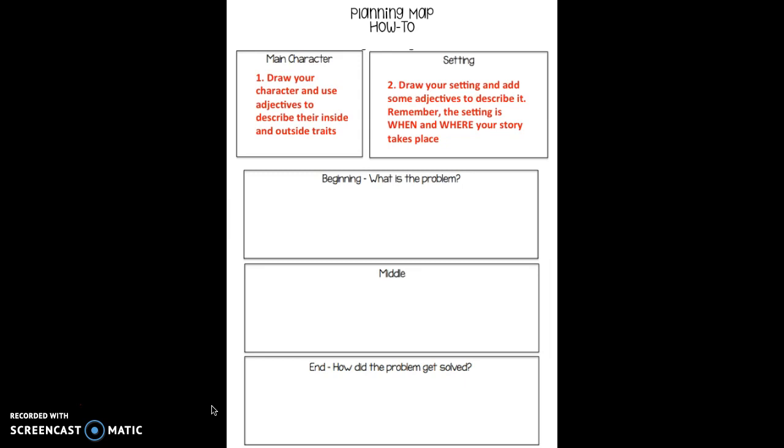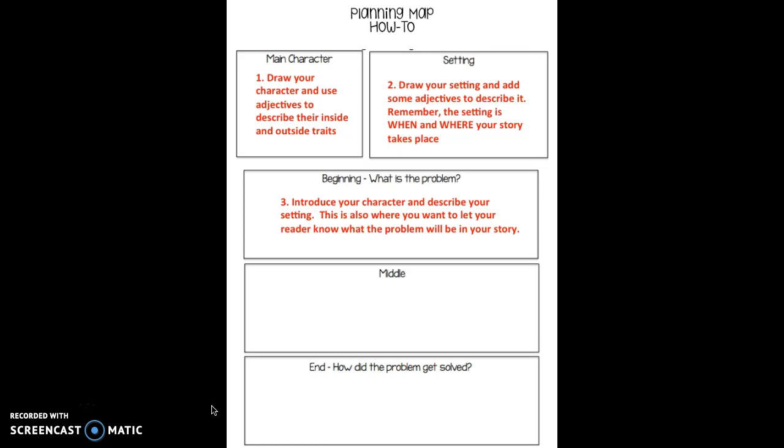The next three boxes are the heart of your story. The beginning: what is the problem? So in this box, you want to introduce your character and describe your setting to the reader. This is also where you want to let your reader know what the problem will be in your story.